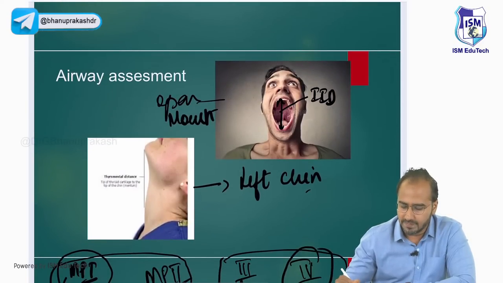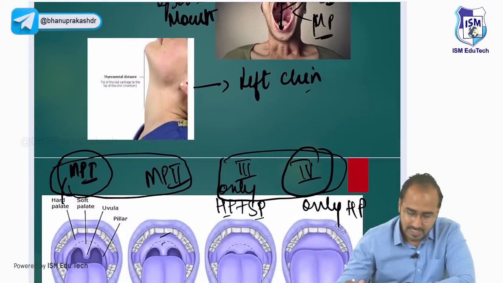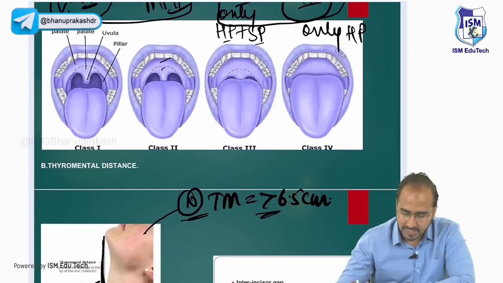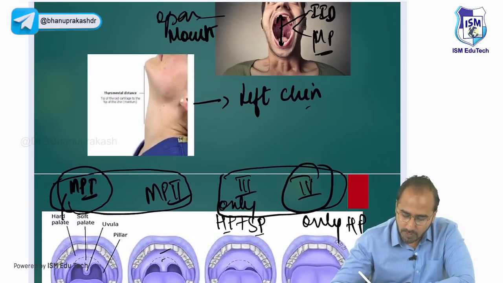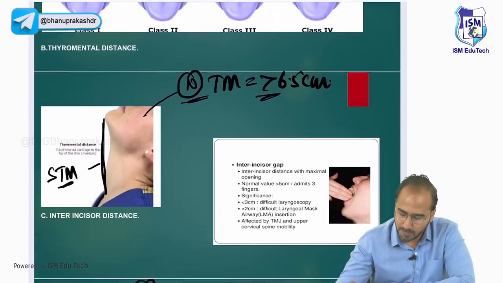Open mouth and lift chin. When the patient opens his mouth, we are looking for two things: Mallampati classification and inter-incisor distance. When the patient is lifting his chin, we look for two distances. What two distances? The thyromental distance and the sternomental distance.